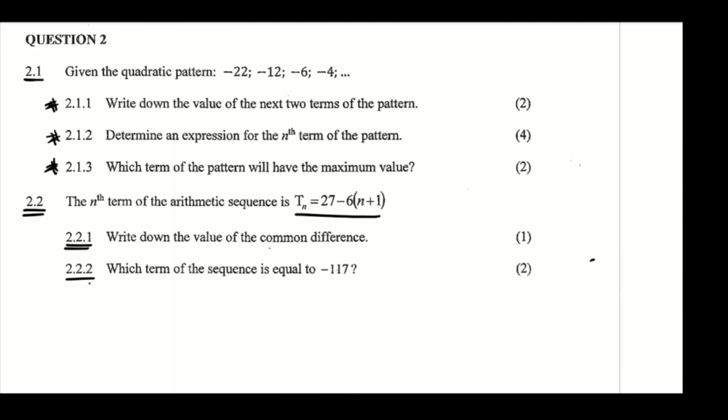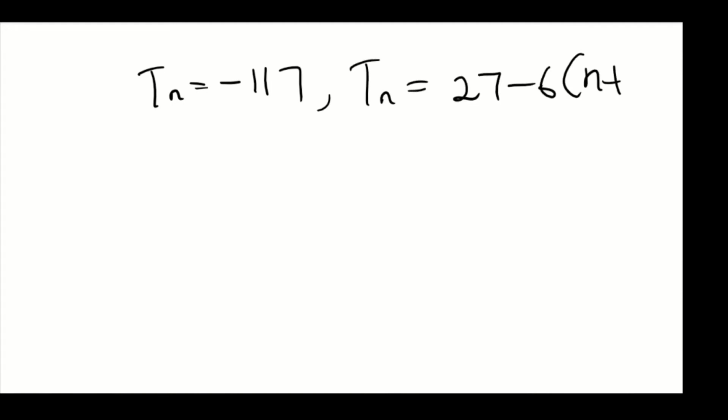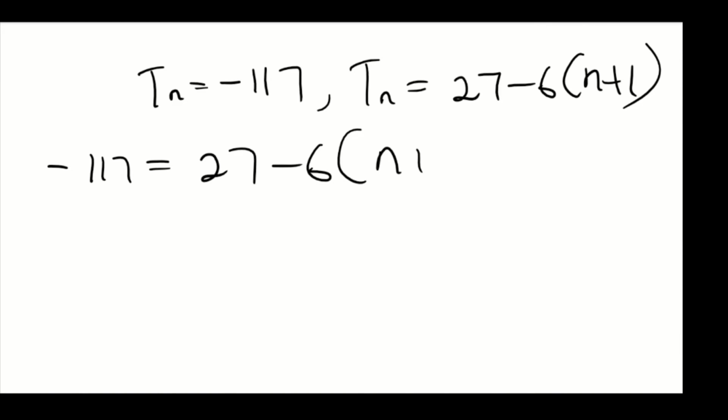In 2.2.2, we need to write down the term of the sequence that is equal to -117. So now what you're going to do is we are given Tn as -117, and we have our Tn, which is 27 minus 6(n + 1). To find the n value, we're going to equate them, so -117 equals 27 minus 6(n + 1).